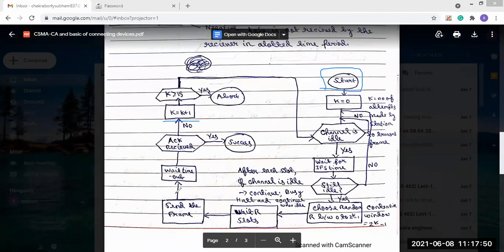Can anyone tell me what is the third layer from the OSI model? Network layer or transport layer? Yes, network layer. So that means what? All this happened in the data link layer. All these CSMA/CD, CSMA/CA protocols are in what? All these protocols are in our second layer from bottom to top, that is the data link layer.